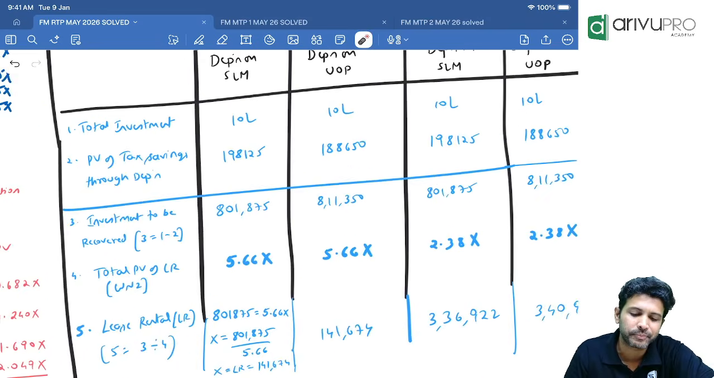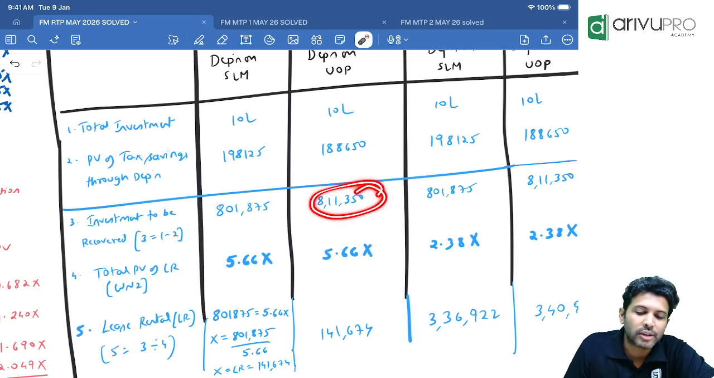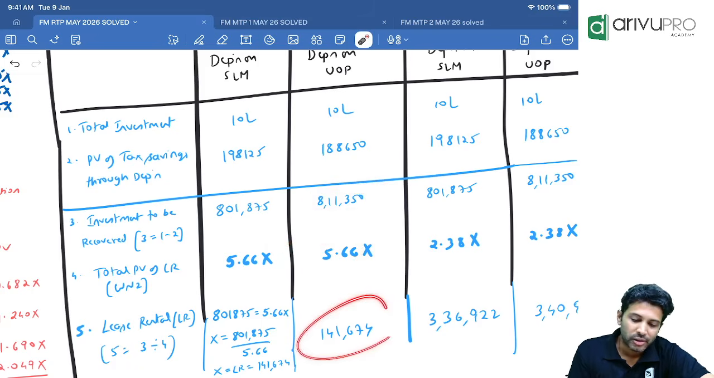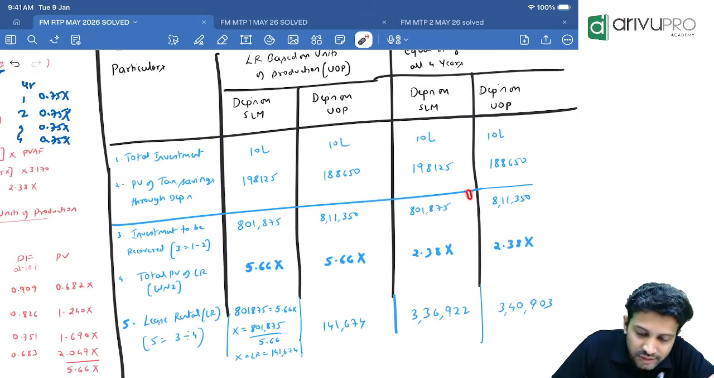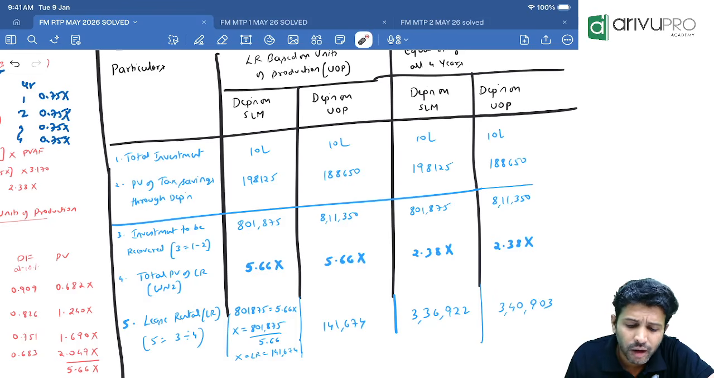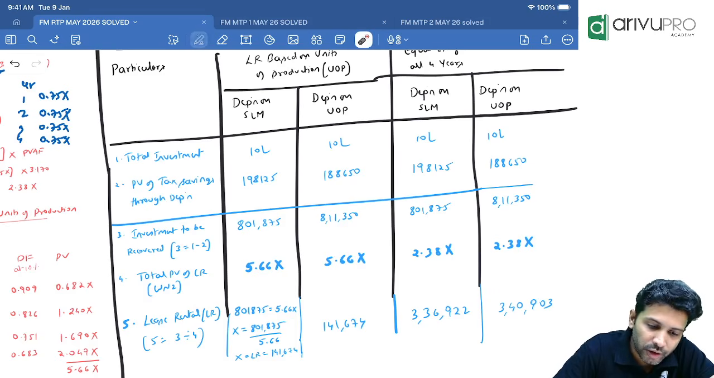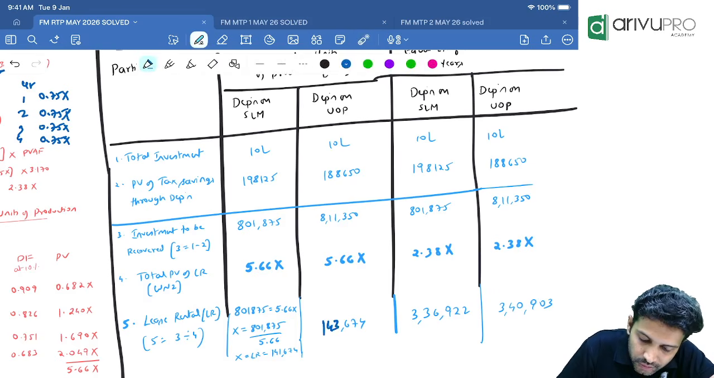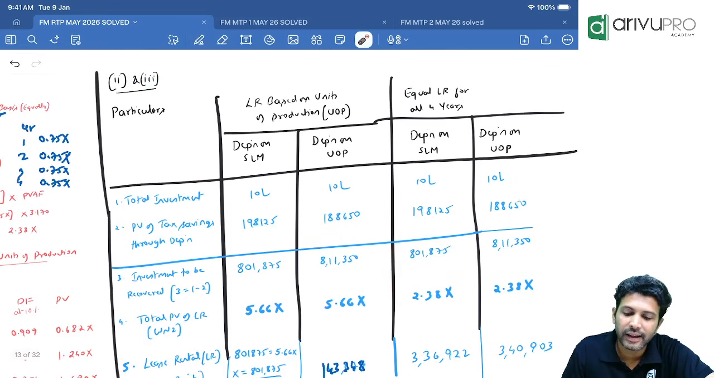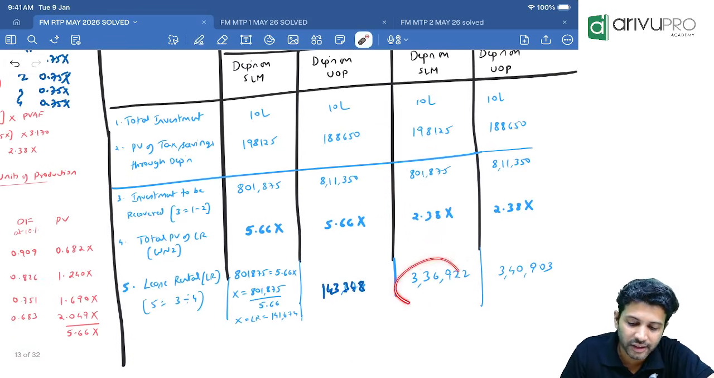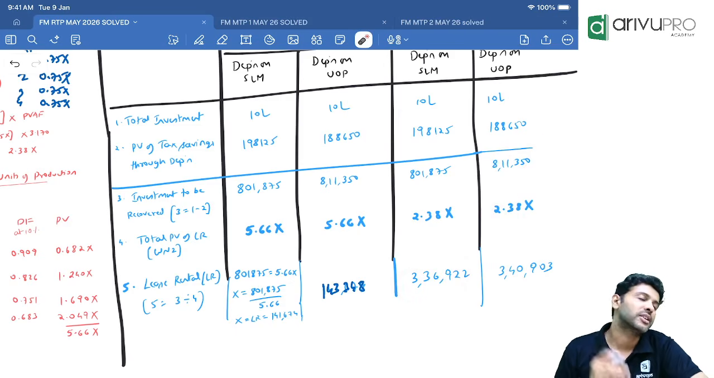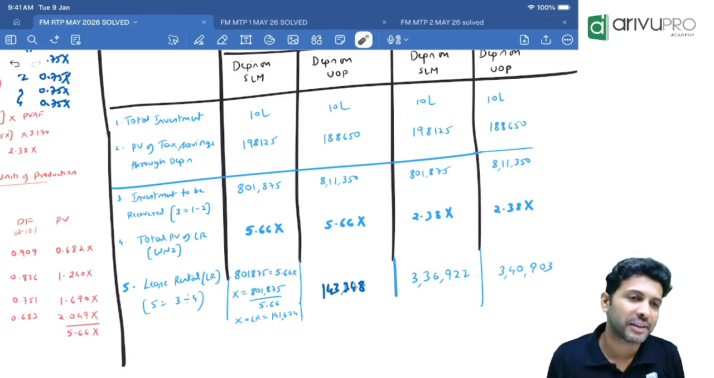Calculate X for me here. 8,01,875 divided by 5.66. How much? 141,674. You equate these two and get X. Now for this one, divide 8,01,875 by 2.38. 3,36,922. That means this divided by this is the correct number. This is your lease rental recovery.